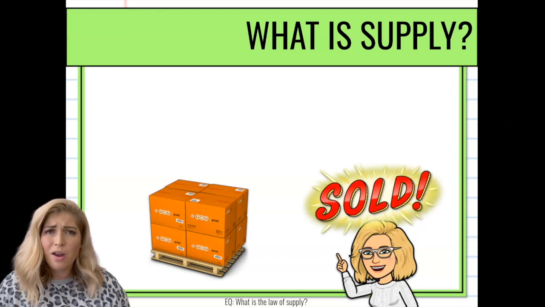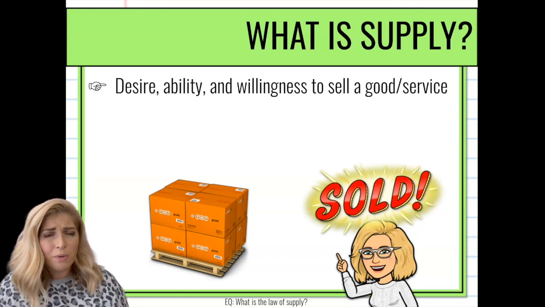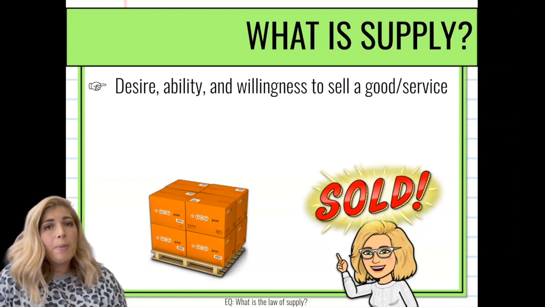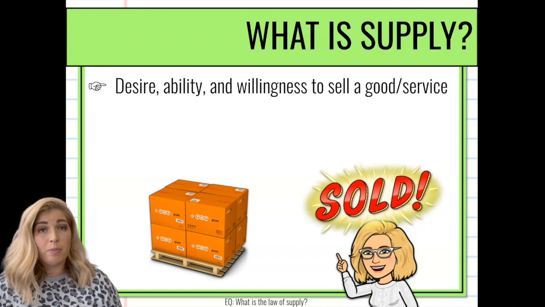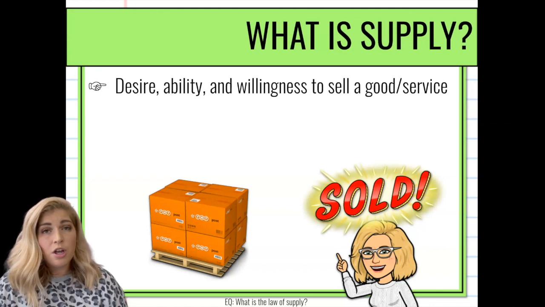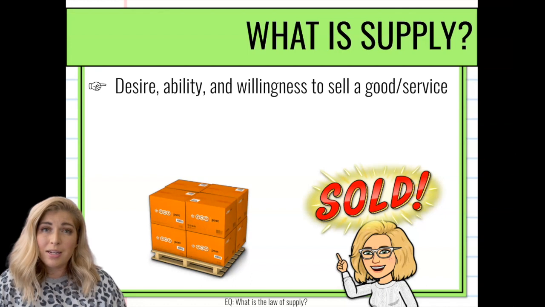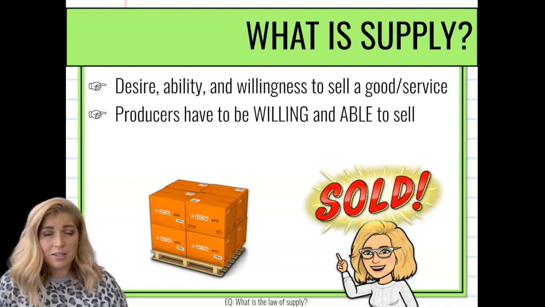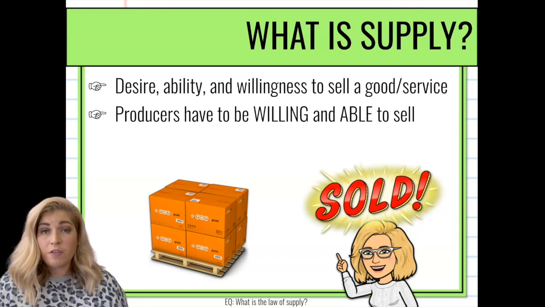And I know that sounds weird. Why would a producer need desire, ability, and willingness? Of course they're going to want to have that because they want to sell their product. Yes, of course they want to sell it. But again, remember when we talked about demand and we said that just wanting something isn't true demand. The ability and the willingness to pay for it had to factor in to have true demand as well. The same is true of suppliers. Yes, you have the desire to sell it. Yeah, I want to sell stuff and make money. But do I have the ability and willingness? Do I have the ability to set it at a certain price? And am I willing to sell it at a certain price? So producers have to be willing and able to sell it at specific prices.